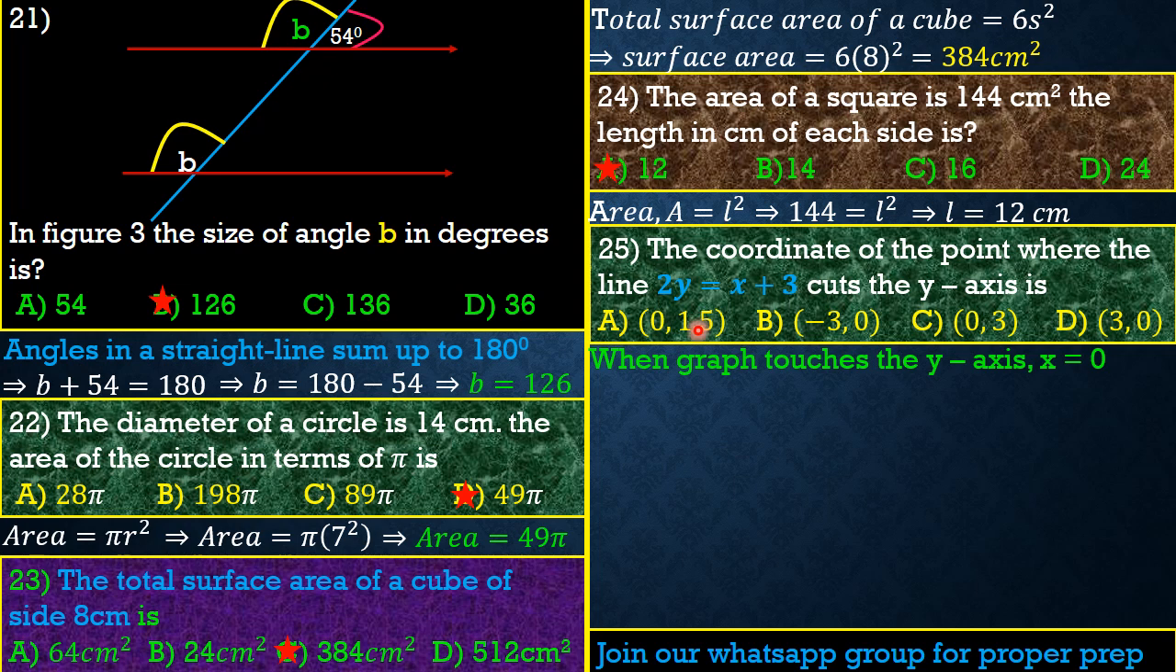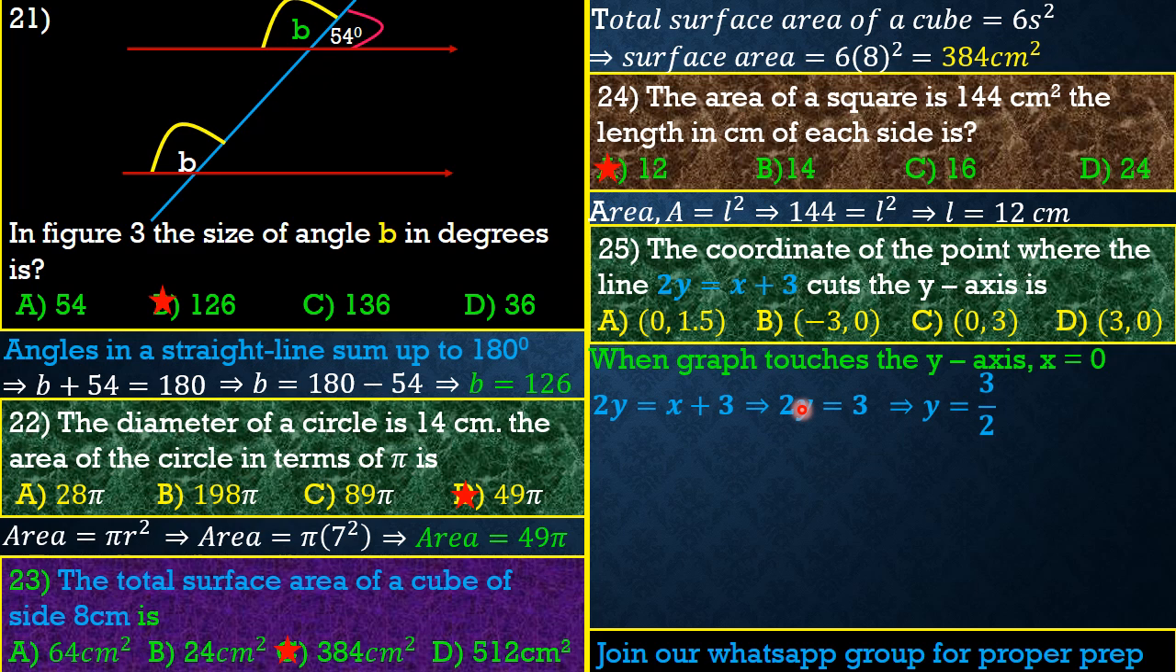So guys, when the curve crosses the y-axis, our x becomes 0. It therefore means that our 2y equal to x plus 3 simply becomes, when x becomes 0, 2y equal to 3. Dividing all through by 2, we have y equal to 3 over 2. And guys, if you punch your calculator very well, 3 over 2 is simply 1.5.